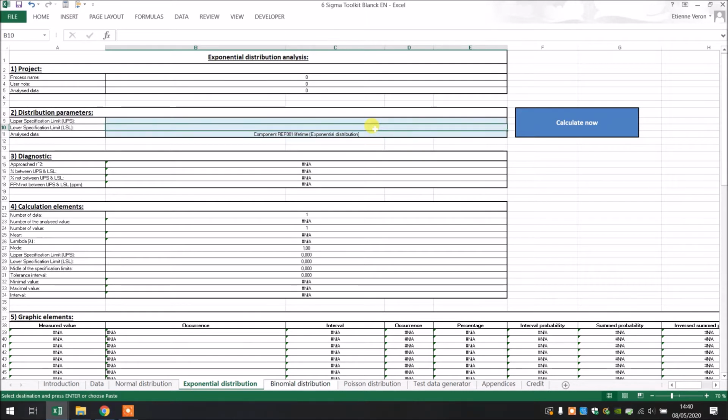After, I put the lower specification limit and the upper specification limit. Then I calculate my Excel.